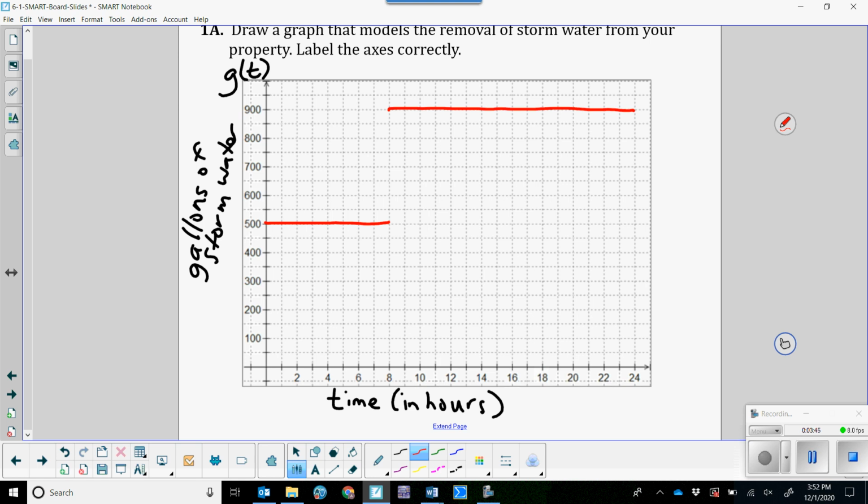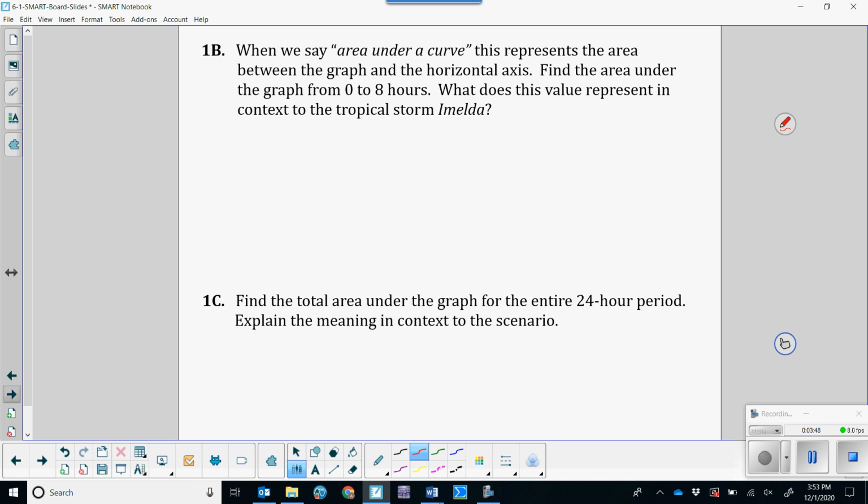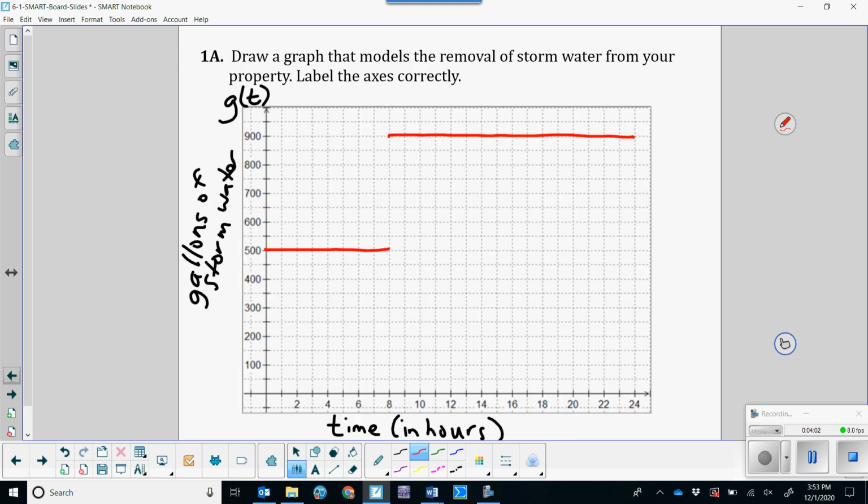Now let's look at this question. When we talk about area under a curve, it represents the area between the graph and the horizontal axis. So find the area of the graph from 0 to 8 hours. What does that mean? The area underneath the graph for the first 8 hours is 8 times 500, which is 4,000. It's 8 hours times 500 gallons of water, so that's 4,000 gallons of water.